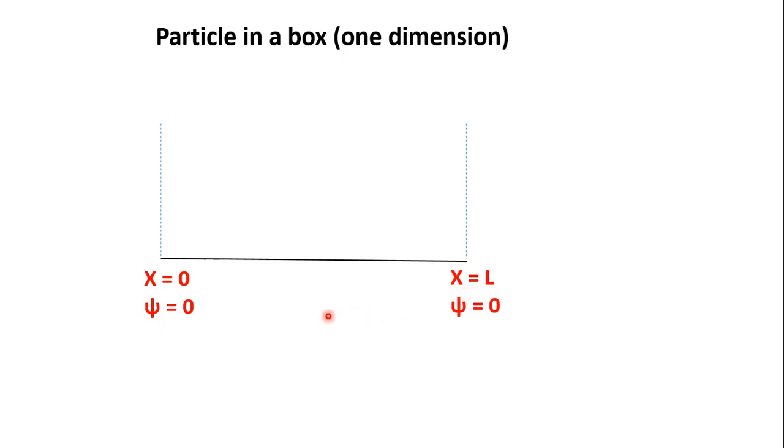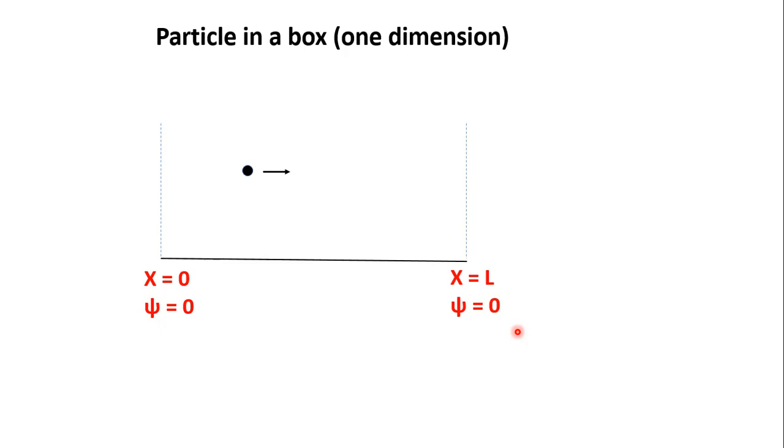Since the particle cannot be found at the boundaries, the value of the wave function psi is equal to 0 at x equal to 0, and psi is equal to 0 at x equal to L. These two conditions are known as the boundary conditions for the particle in a box in one dimension. In between the two boundaries, the particle keeps moving and can be found, and so the value of the wave function is not equal to 0.